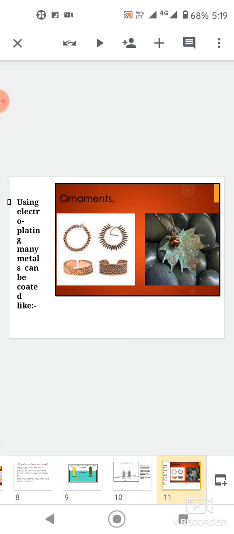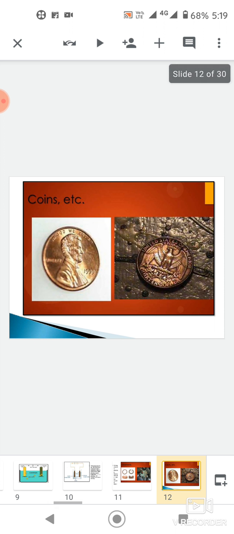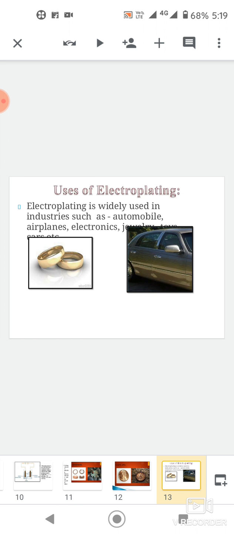These are examples of electroplating: ornaments. Many metals can be coated like this: models, ornaments, and also coins. Uses of electroplating: making automobile parts, airlines, electronics, jewelries, rings, and so on.